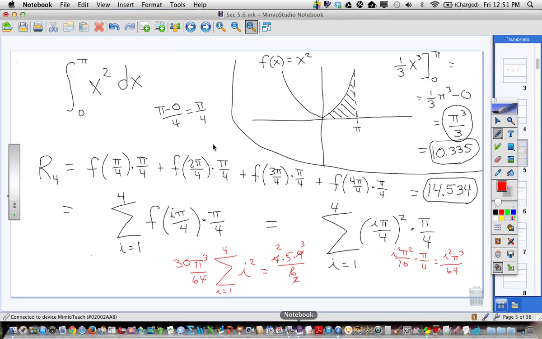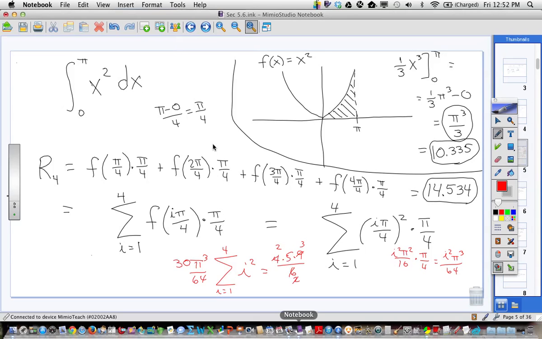Well, that's what i is doing, going 1, then 2, then 3, then 4, right? So I put an i with the pi on that top number, on the top of the fraction, and that generates that sequence for me. So when i is a 1, I'll have pi over 4 in here. When i is a 2, I'll have 2 pi over 4. When i is a 3, I'll have 3 pi over 4, and so forth. That's what we call being written in i notation.